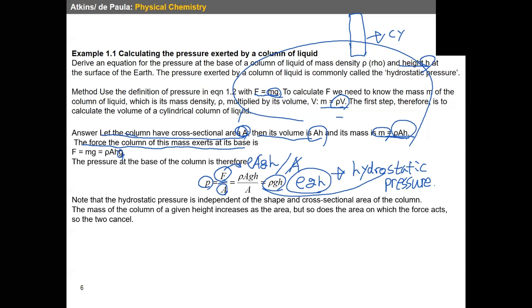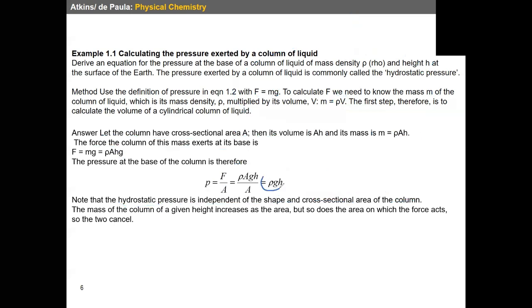Anyway, this is called hydrostatic pressure. Note that this hydrostatic pressure is independent of the shape and the cross-sectional area of the column. What does this mean? Finally, the pressure is rho gH, where rho is the mass density, g is the gravity, and H is the height from the surface of the Earth.